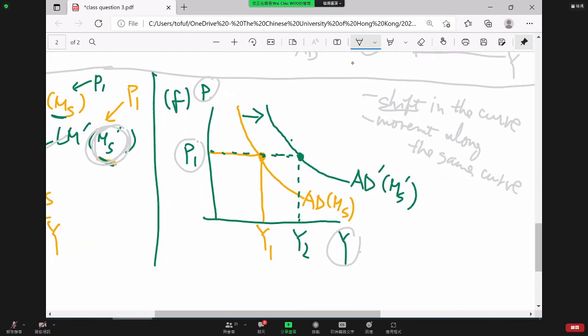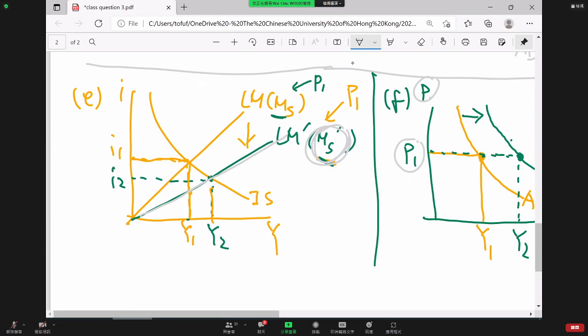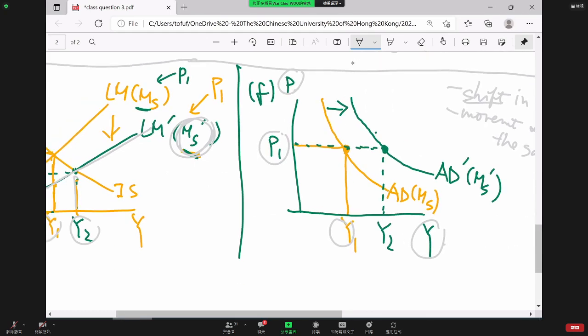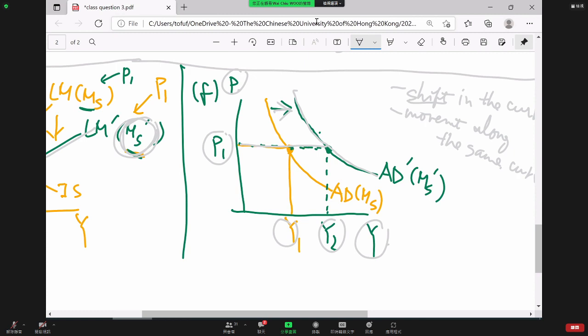And why will it shift to the right? It is because if money supply is increased, output is higher. Even though the price is the same, output is higher. So AD will shift to the right. That is the reason why. Okay? I hope this is clear.